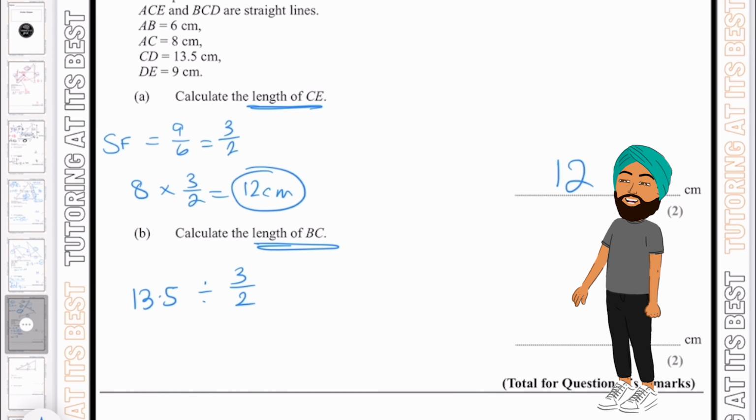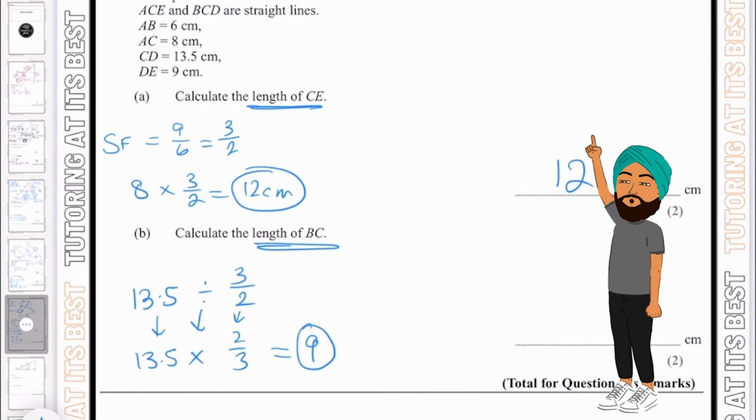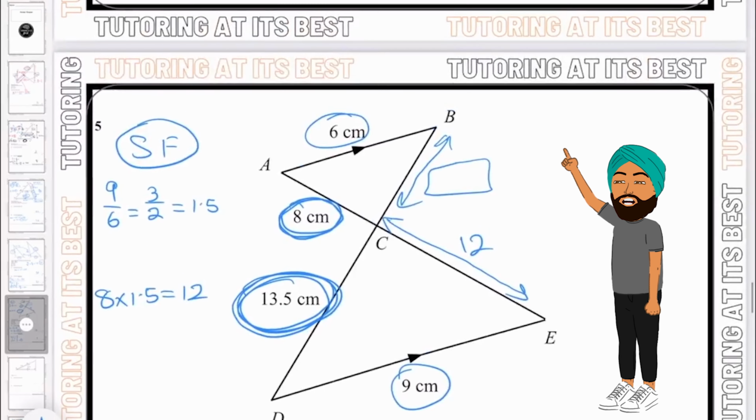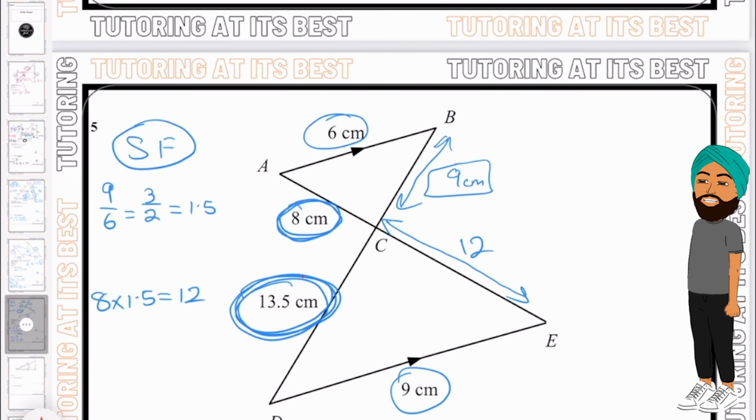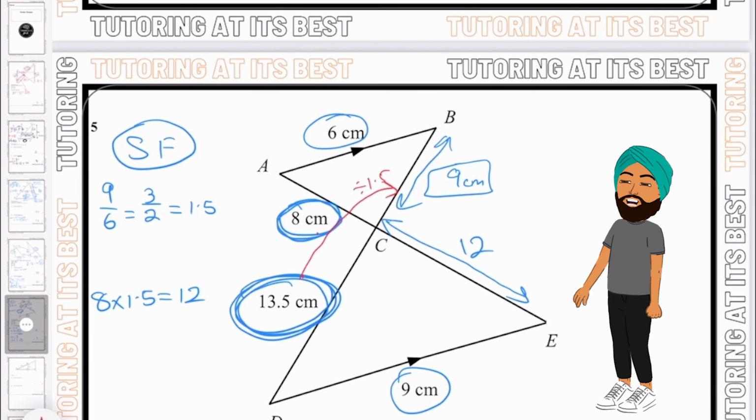Again, we can have our keep it, change it, and flip it. So keep, change, flip. And that there will give us 9. So now we know that we have 9 centimeters, which is going to be B to C. And again, please remember here, from a larger point to a smaller point, we divide by 1.5. But from a smaller to a larger, we times by 1.5.